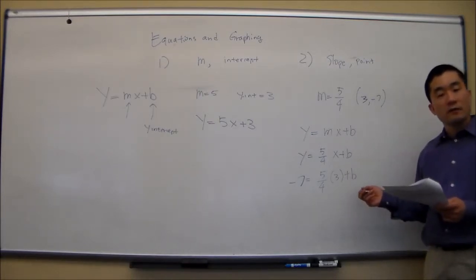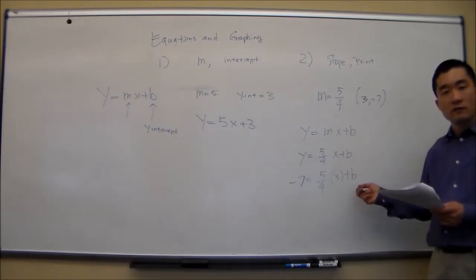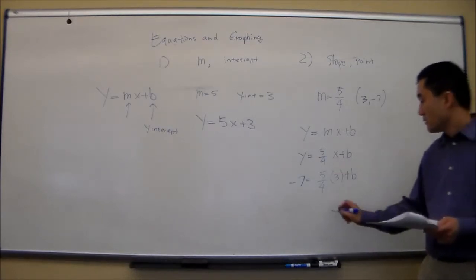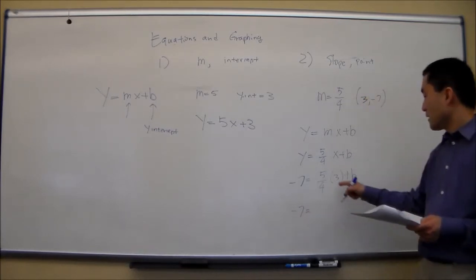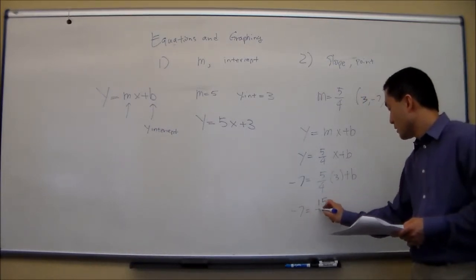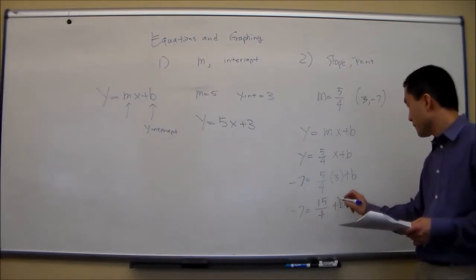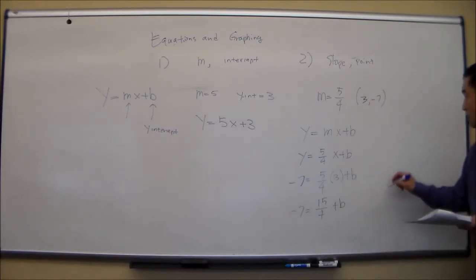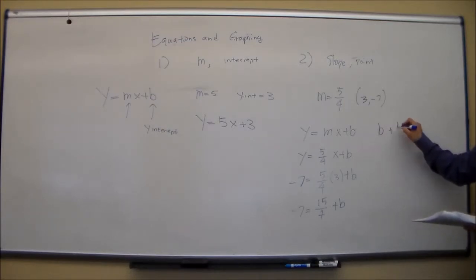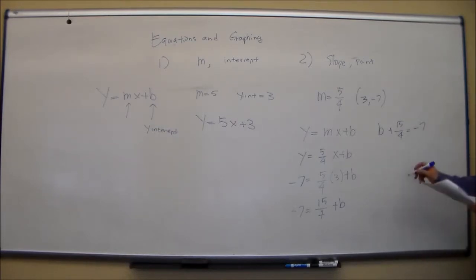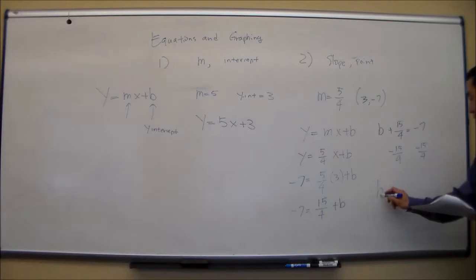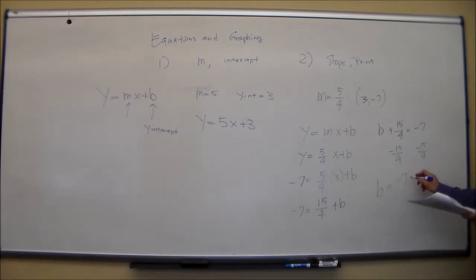Now you're going to find the b, but this is just like solving an equation, so let's use those skills to figure this out. So this is going to be negative 7 is 5 times 3, that's 15 over 4, plus b. Let's get rid of the 15 over 4. So that means b is equal to negative 7 minus 15 over 4.